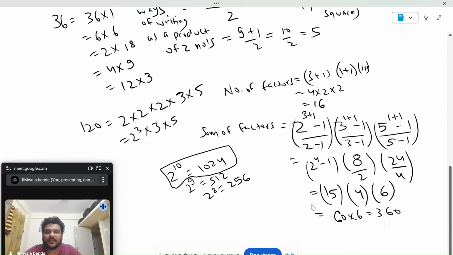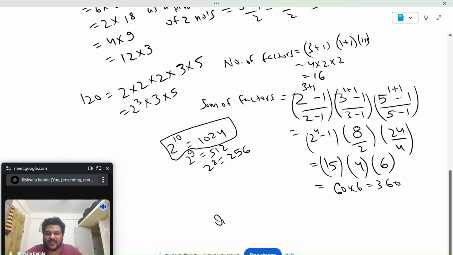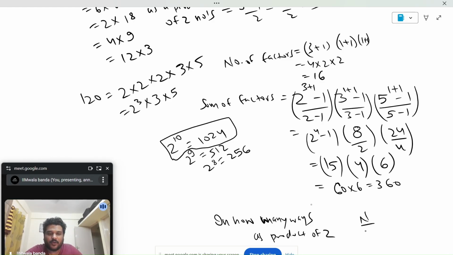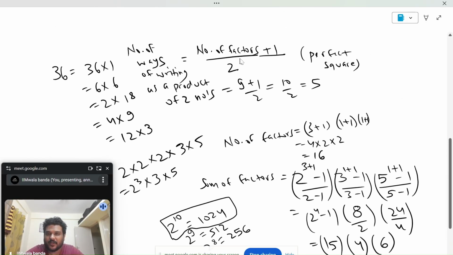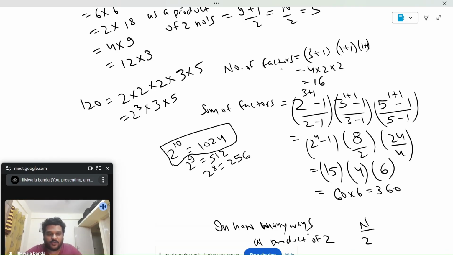And now finally, if I want to find in how many ways I can write it as a product of 2, you can write it down. It's basically n upon 2, not n plus 1 by 2, because that is for a perfect square. So n is the number of factors, number of factors upon 2. That's why I took this example. So the number of factors was 16. So 16 by 2 is 8.